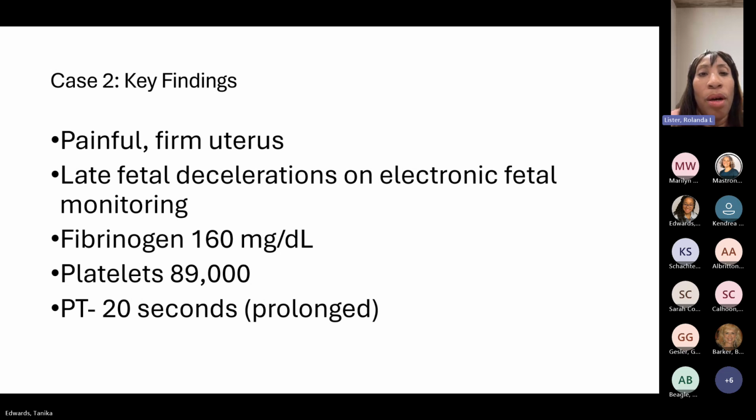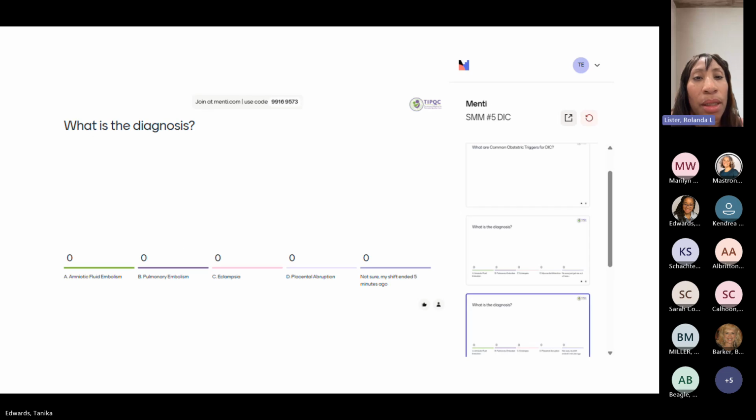So are we in DIC? I would say certainly we're moving in that direction. We have a thrombocytopenia, prolonged PT, evidence of coagulopathy. Next slide, please. So what is the diagnosis?